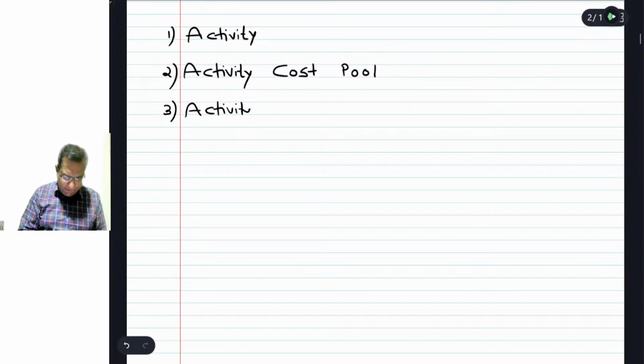Activity, cost pool, activity cost driver, and ABC recovery rate.